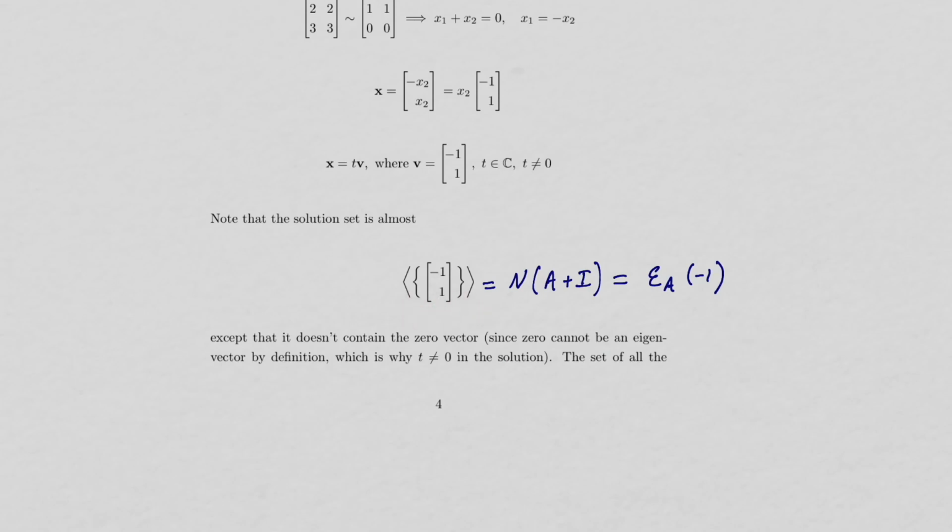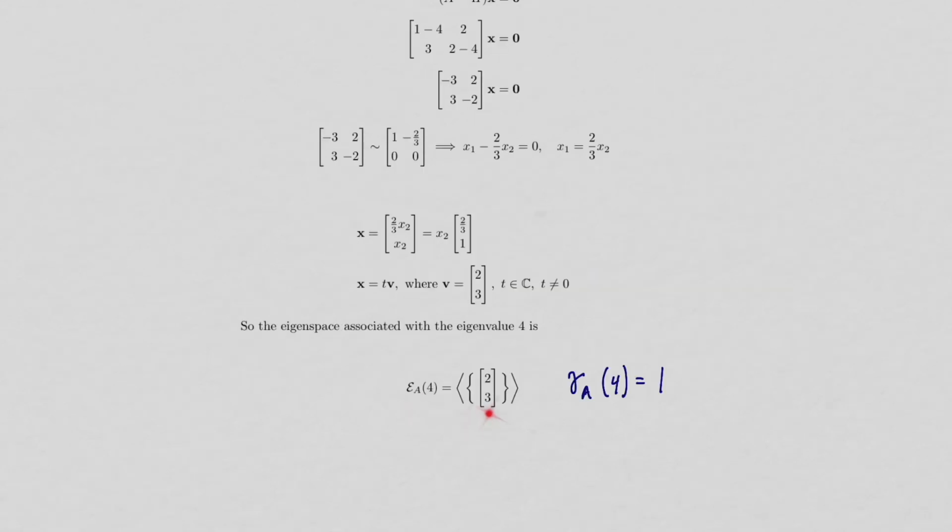Then when we found the eigenspace of A for -1, we can see that there's one vector in the basis. The set inside here is the basis for the eigenspace. That means the dimension of this eigenspace is 1, and that is the geometric multiplicity. So we can say the geometric multiplicity of A for -1 is 1. Likewise, since the eigenspace of A for 4 is one-dimensional, there's one vector in the basis, the geometric multiplicity, this is gamma sub A of 4, is equal to 1.